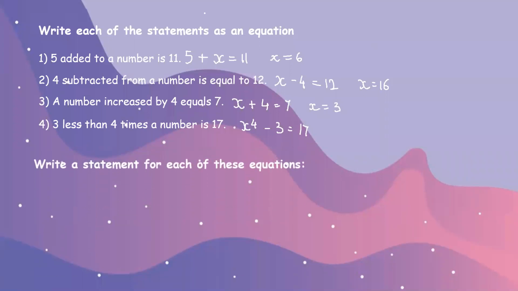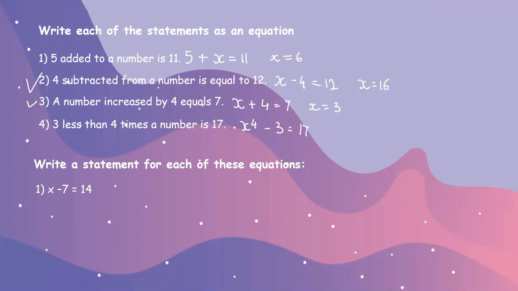Now let us move on to another one. Write a statement for each of these equations. So we have been writing equations so far. Now we'll have to write statements. x minus 7 is equal to 14. In which of these questions has x come first? Yes, for question 2 and for question 3. Question 4 is also there, but here there is no power. So let us check. This has a minus sign. This has a plus sign. So let's go for question 2.